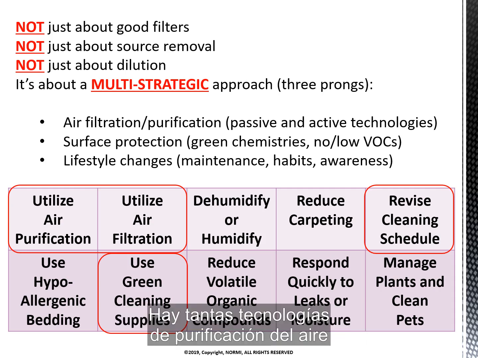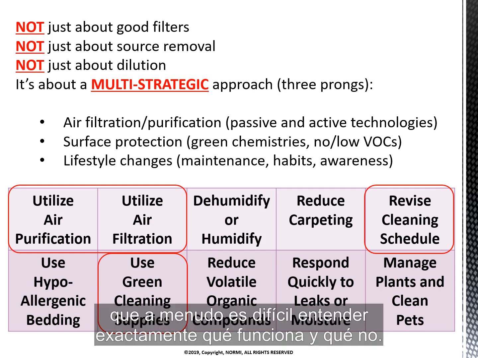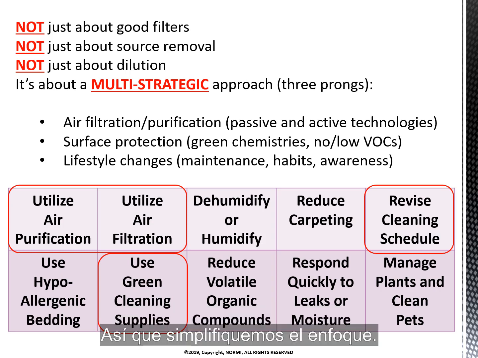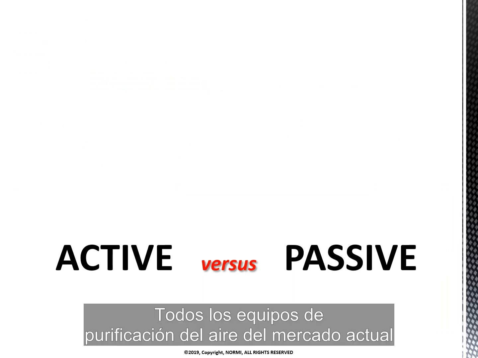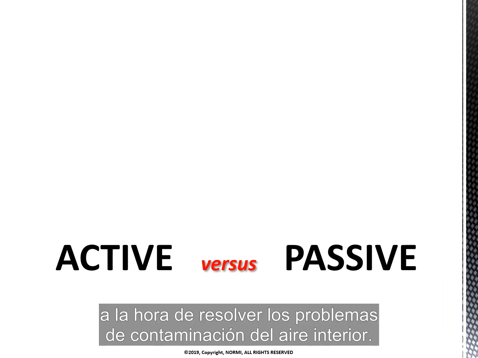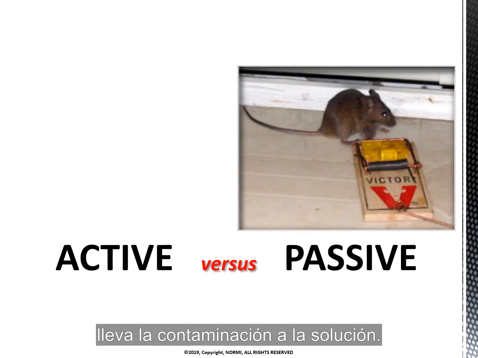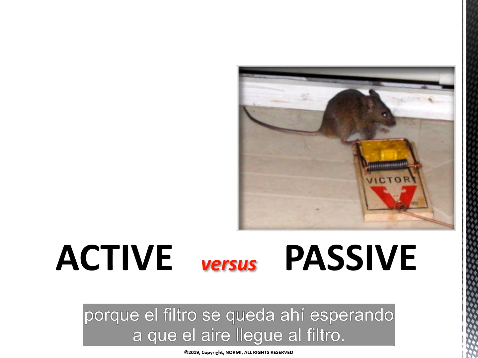There are so many air purification technologies and so much marketing hype that it's often difficult to understand exactly what works and what doesn't. So let's simplify the approach. Every piece of air purification equipment in the market today is either active or passive in its approach to resolving indoor air pollution problems. By passive, we mean that, like a mousetrap, it's bringing the pollution to the solution. A filter is a good example of a passive technology because the filter sits there waiting for the air to be brought to the filter.